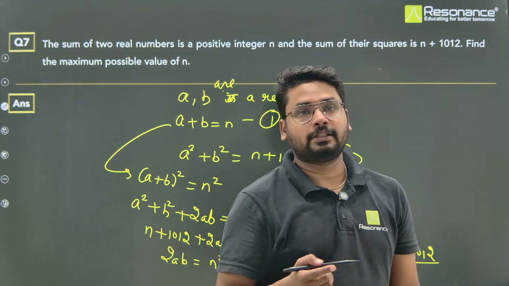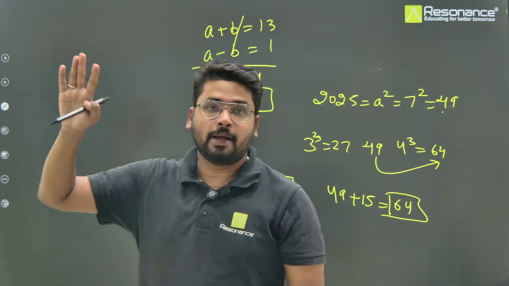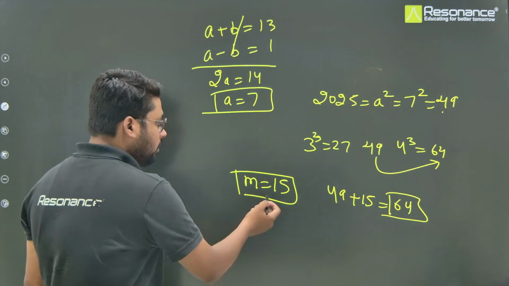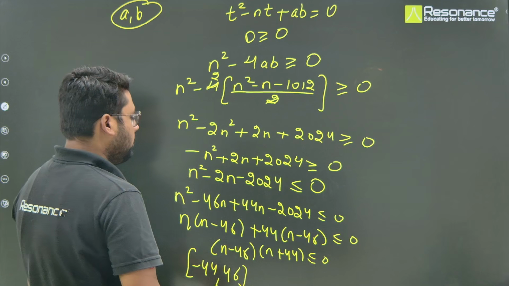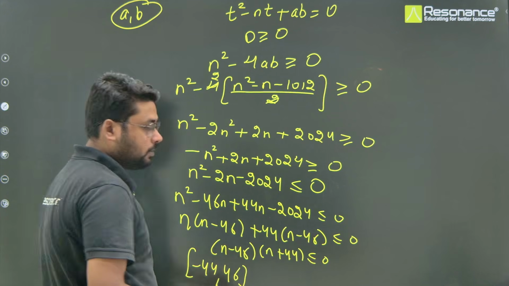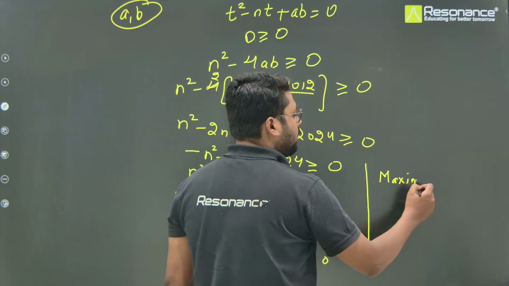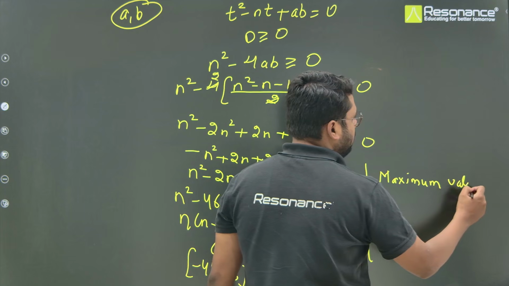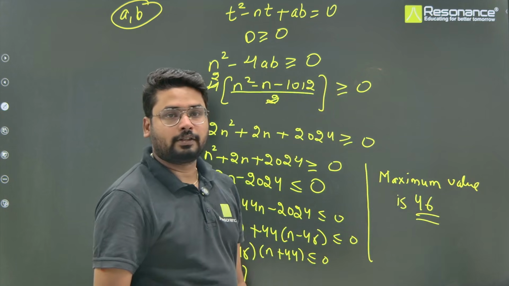But if the question says that we need the maximum possible value of n, the maximum possible value will be 46, because we have the range from minus 44 to 46. So the maximum possible value is 46. 46 is the correct answer.